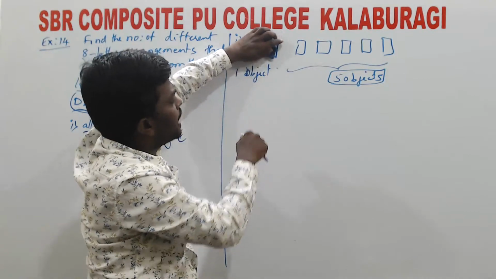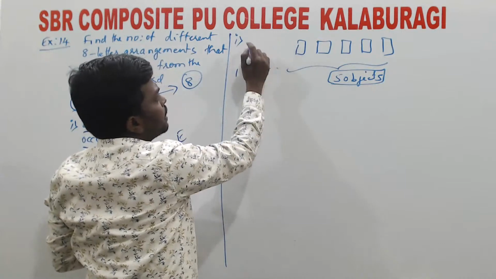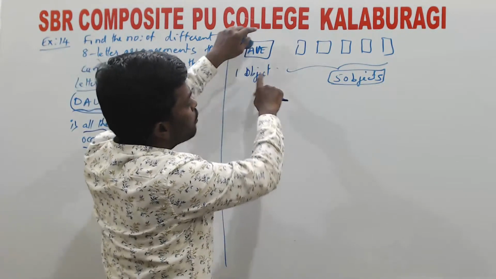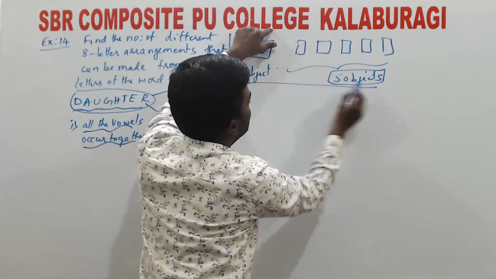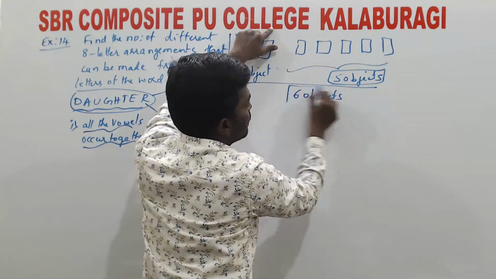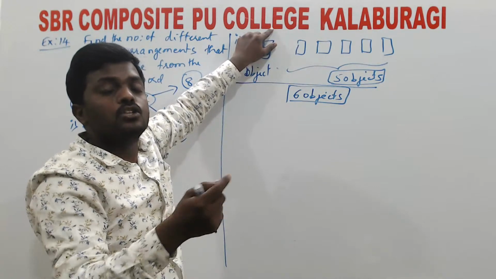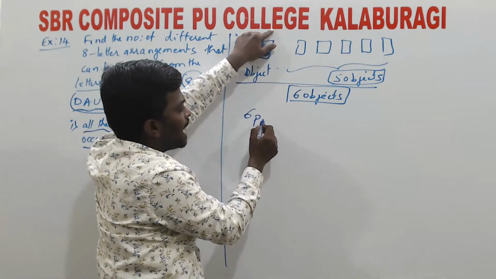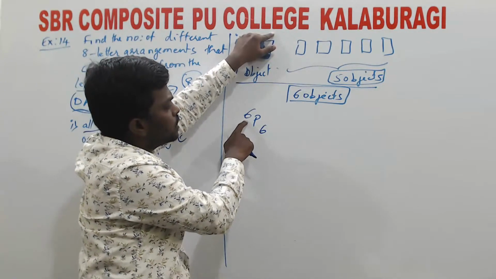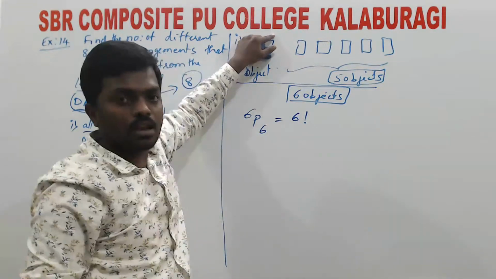They are together, right? So one object, in that object already 3 letters are there. How many are left? 5 objects. So total one object plus 5 objects, 6 objects. Right, students? So how can you arrange these 6 objects? These 6 objects can be rearranged in 6P6 ways, and 6P6 is nothing but 6 factorial, right?